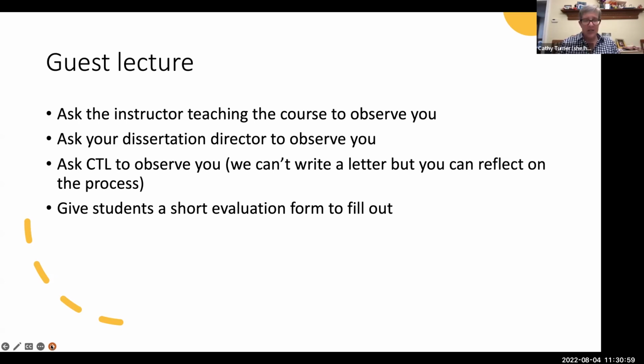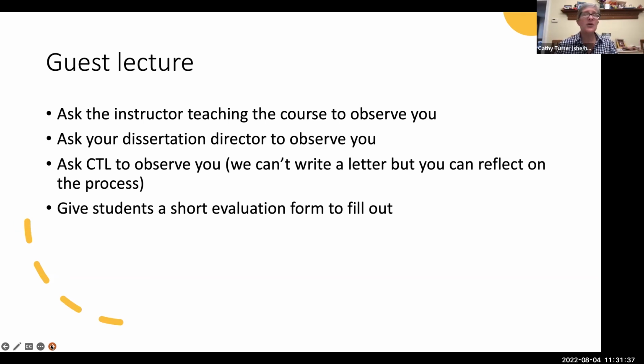So talk to someone on your committee, talk to your director, talk to friends who are TAing, talk to anybody who's got a class and say, hey, can I come in and do a guest lecture? Could I just do 20 minutes or whatever? See if you can come in and do a guest lecture or some kind of guest teaching activity. And if you do that, make sure there are people there who can provide something that's going to help you. So ask the instructor teaching the course to observe you and ask them to write a letter.